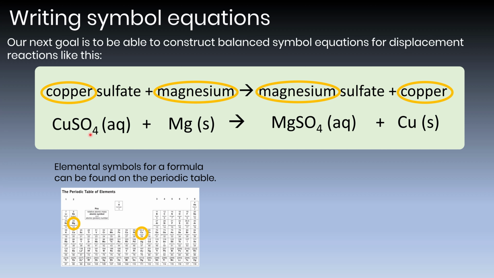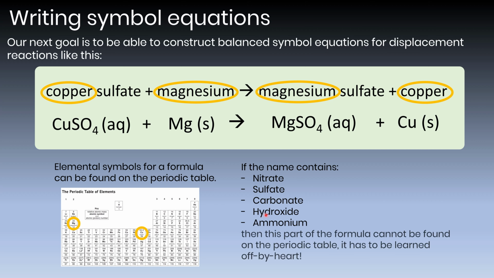How would you know how to do that? Well, there's a series of rules that you've got to learn. If the name contains nitrate, sulfate, carbonate, hydroxide, or ammonium, then you won't find this part of its chemical formula on the periodic table. Instead, you have to remember those parts of the formula off by heart. Nitrate is NO3, sulfate is SO4, carbonate is CO3, hydroxide is OH, and ammonium is NH4.